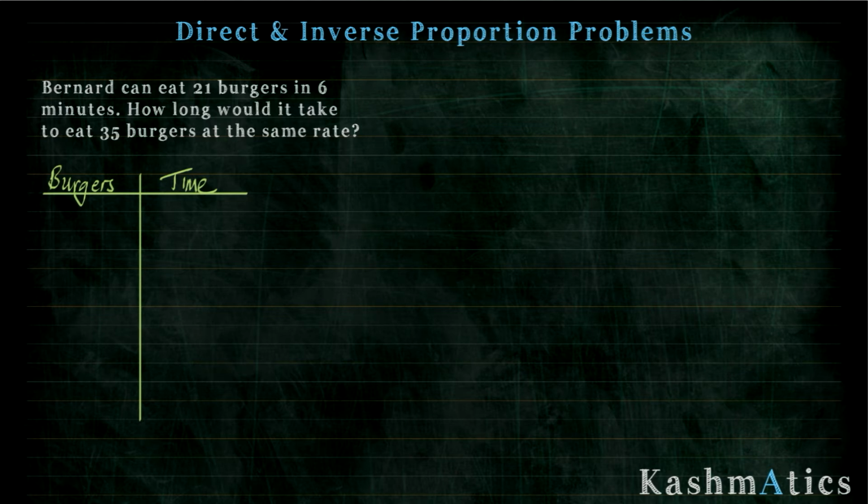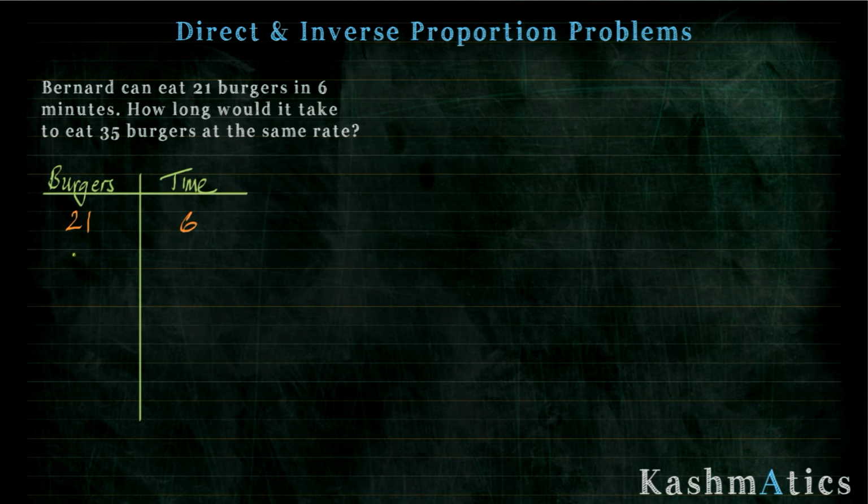Right, so I'm going to start by filling in the table with the information I've got in the question up here. It says Bernard can eat 21 burgers, so 21 burgers in 6 minutes. Okay. Now, what I need to think about is the number I'm aiming for. I'm trying to get the number on this side, the number of burgers, up to 35. Now, I need to think of a way of getting from 21 to 35. So they've got a common factor. The factor is 7. So let's have a look.